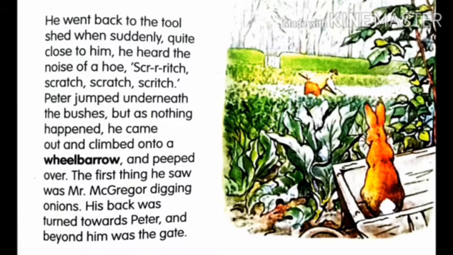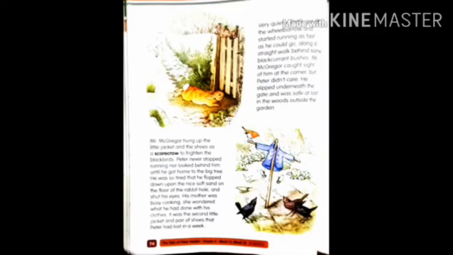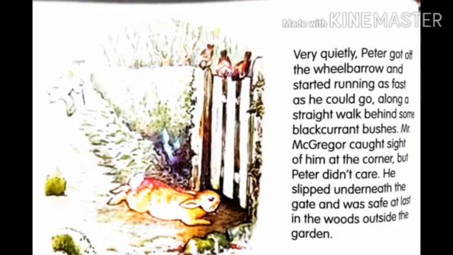Okay, now let us move to page number 74. Hope that you are there. Then how do you feel? Just think by using your senses, children. Okay, now let us see. Very quietly, Peter got off the wheelbarrow and started running as fast as he could go along a straight walk behind some black currant bushes. Mr. McGregor caught sight of him at the corner, but Peter didn't care. He slipped underneath the gate and was safe at last in the woods outside the garden.